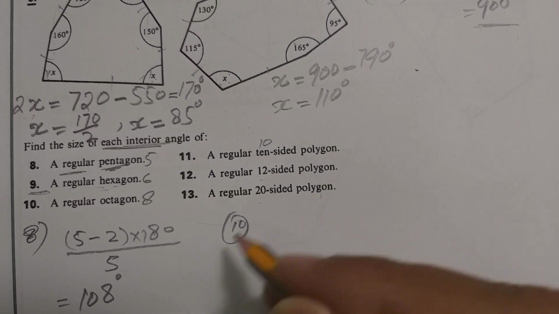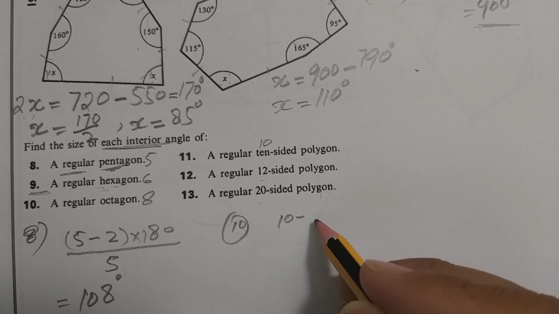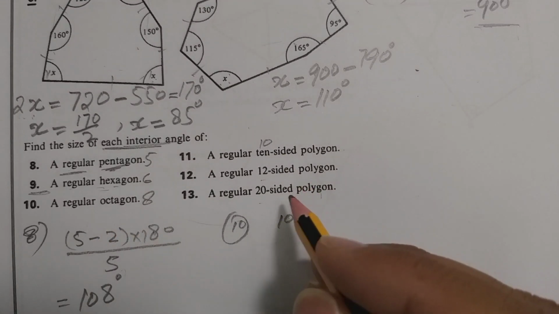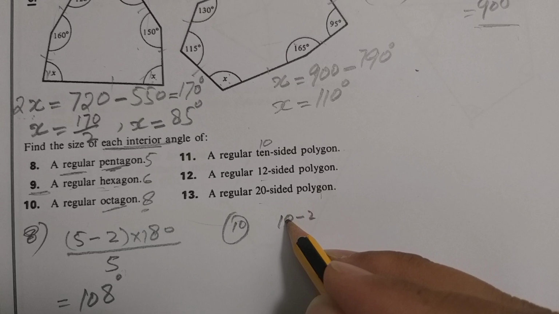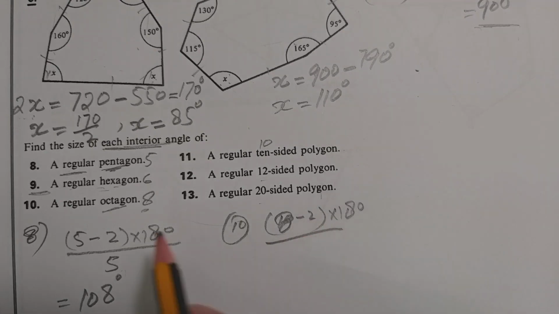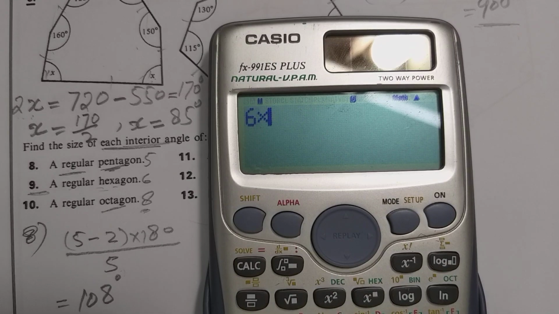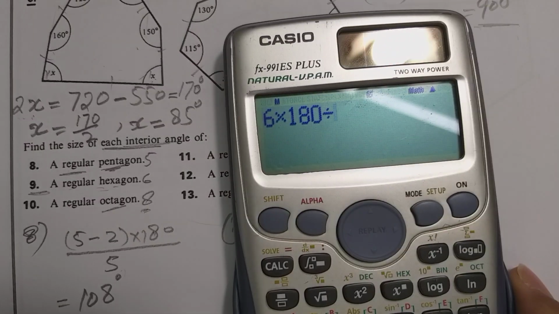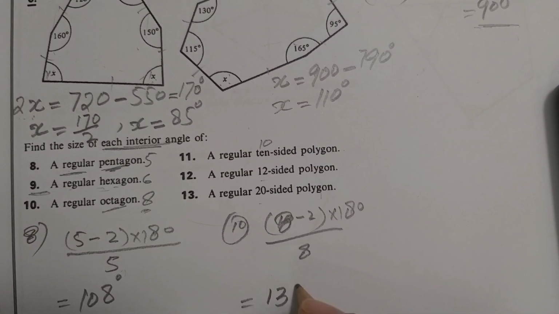In the octagon, we should know first the total. If you know the total, then it's easy to divide by the number of sides, and then we can find each angle. So 8 minus 2, because the octagon is 8-sided, times 180 divided by the number of sides. 8 minus 2 equals 6. 6 times 180 divided by 8 is 135. So it means each angle is 135.